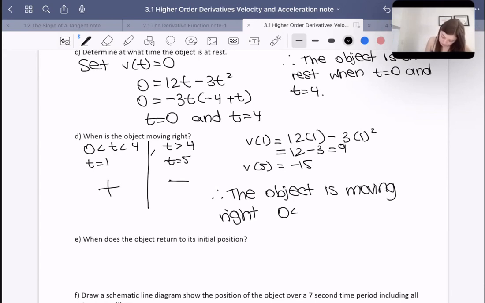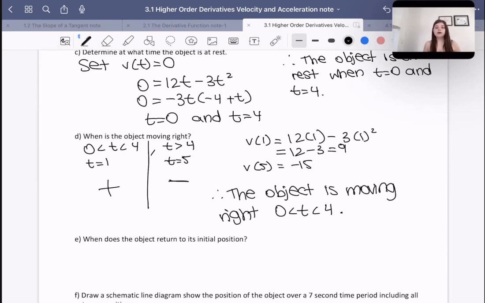So I'm going to say, in conclusion, the object is moving right on the interval from 0 to 4, or another way we could write it, if we wanted to use a different notation, we could write it like this as well. It doesn't actually matter as long as you write the correct interval. That's what matters.